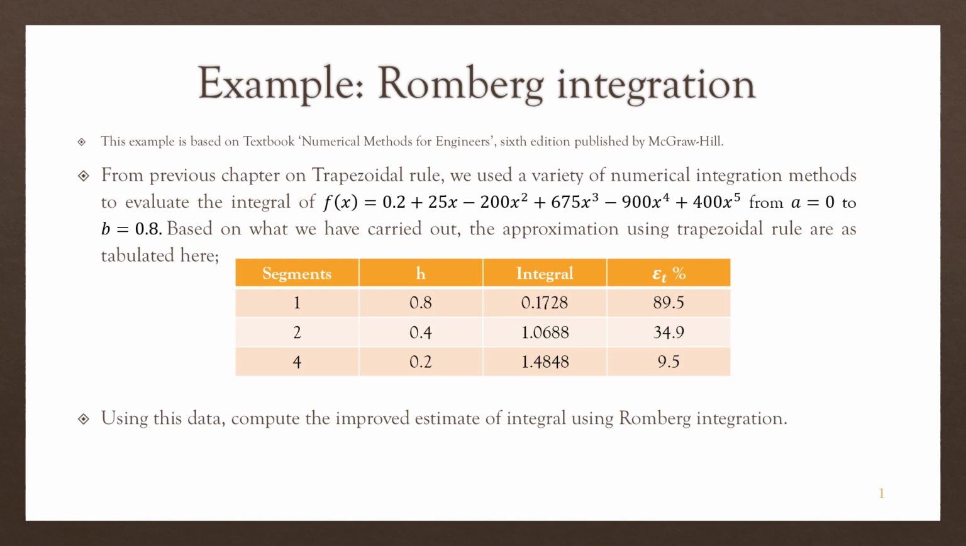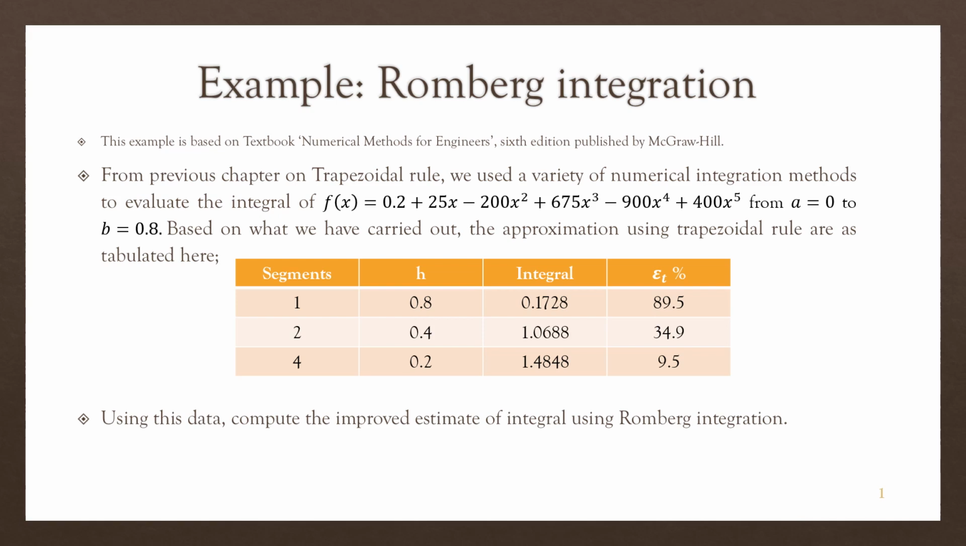So this example has been solved using the trapezoidal rule with three different segment sizes. As you can see in the table, we solve it once using one segment, with the step size equal to 0.8. And then we solve it again using two segments, which means the segment size is half of the previous one, or the previous approximation.